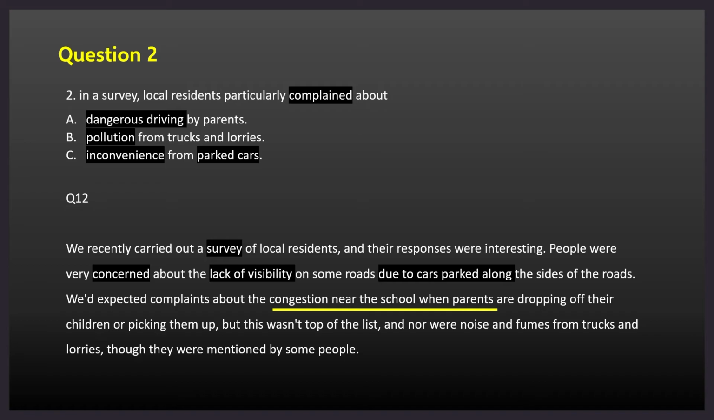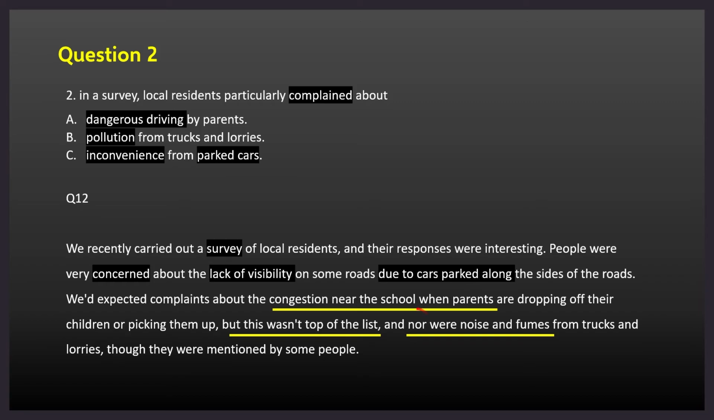But if you keep reading, it says this wasn't top of the list. So this was not one of the big complaints by people. So if you keep reading, it says, nor were noise and fumes from trucks and lorries, though they were mentioned by some people. So you would say noise and fumes, pollution, okay. Trucks and lorries, again mentioned in choice B. Could that be one of the correct choices or the only correct choice? The answer is no, because of the word nor.